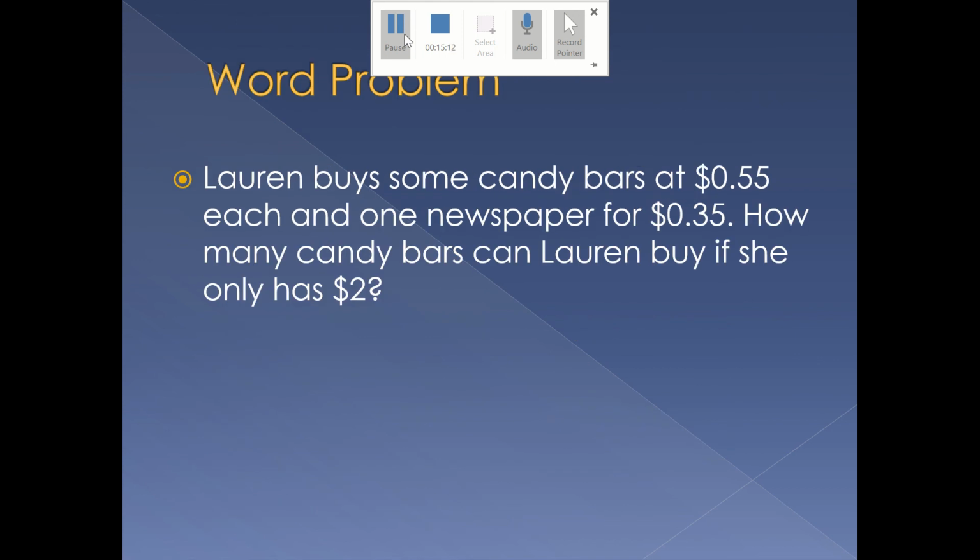Lauren buys some candy bars at 55 cents each and one newspaper at 35 cents. How many candy bars can Lauren buy if she has only $2? All right, pause the video if you've not done so. Ask yourself, what is my variable going to represent? Like what could vary? That's why it's called a variable. It could vary, it could change. So what could vary here?